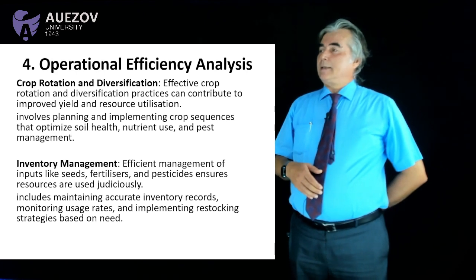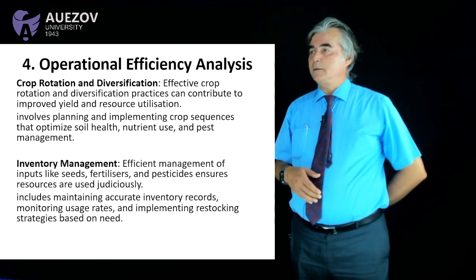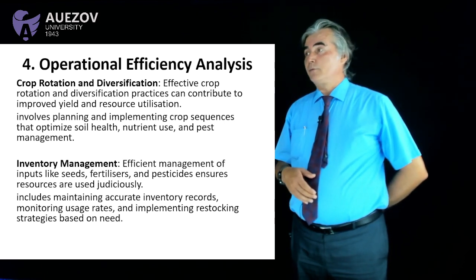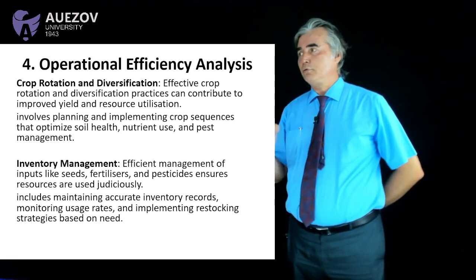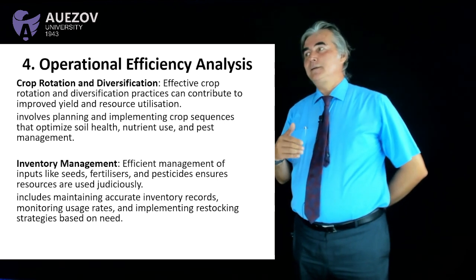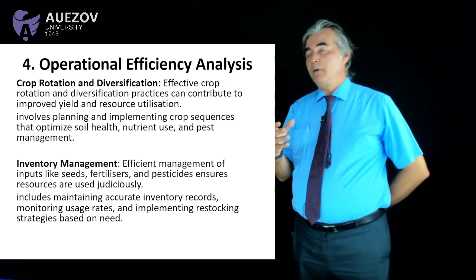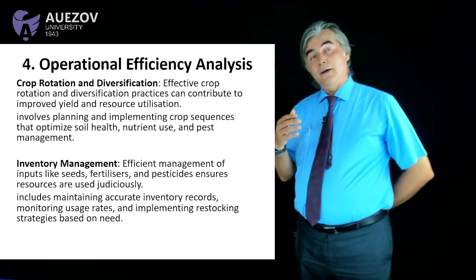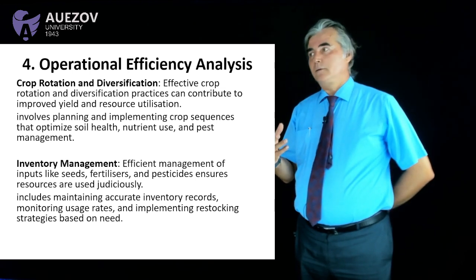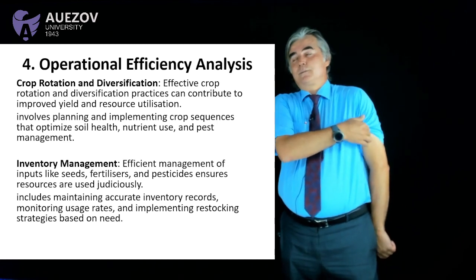Crop rotation and diversification are also important items for the agriculture sector. Effective crop rotation and diversification practices can contribute to improved yield and resource utilization, and involve planning and implementing crop rotation schemes to optimize soil health, nutrient use, and pest management.